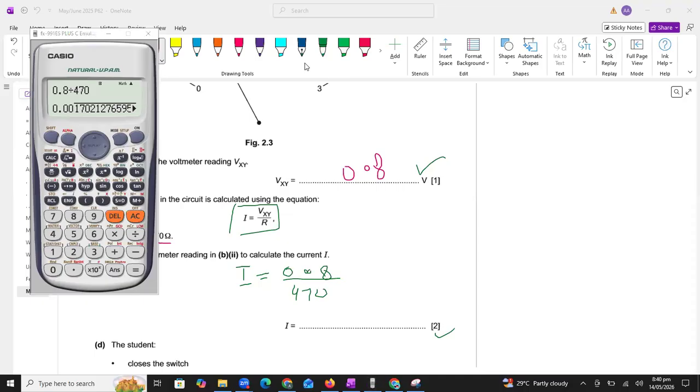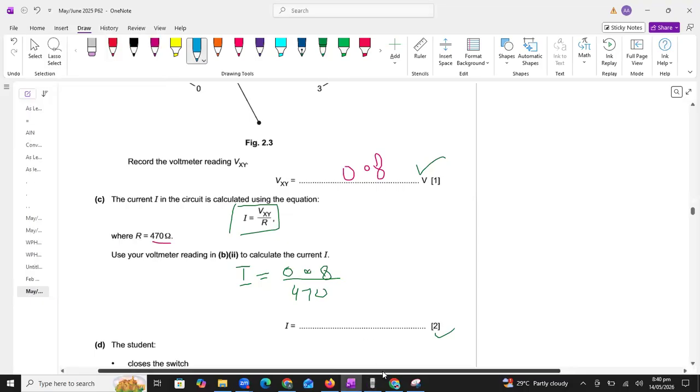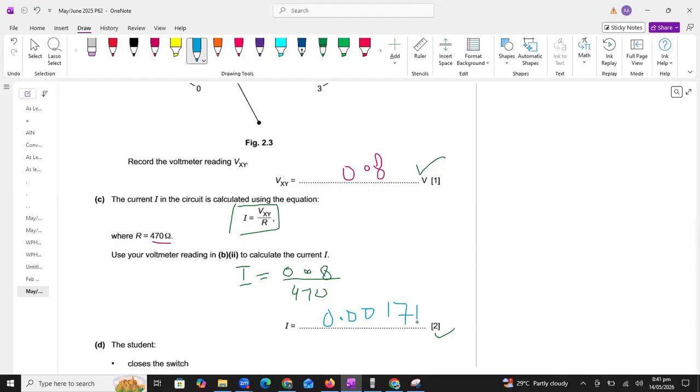So you can write the value of current 0.0017, and you have to mention the unit as well. The unit of current is ampere. All right. Did you understand this calculation, students? Well done, Inaya.